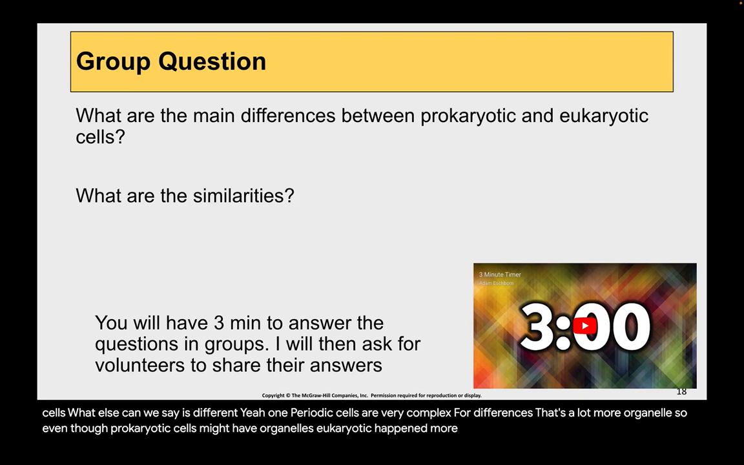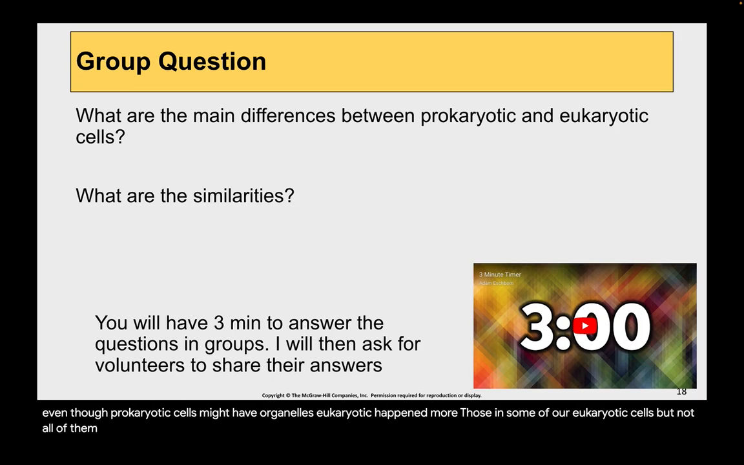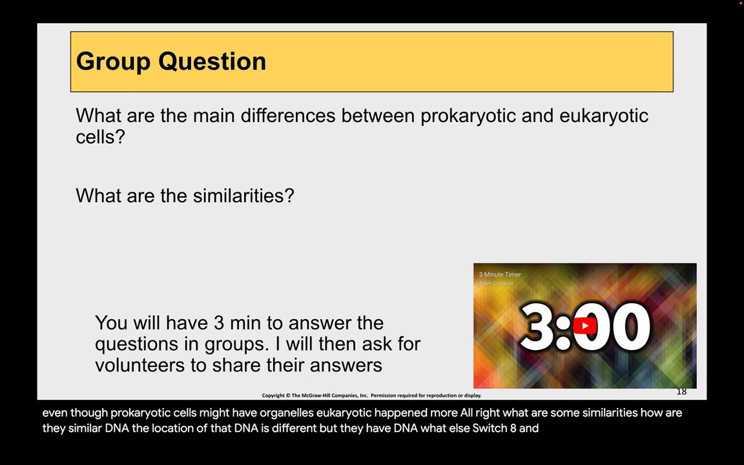That the prokaryotic cells typically have cell walls. Yeah, they have cell walls. And we kind of see those in some of our eukaryotic cells, but not all of them. All right, what are some similarities? How are they similar? Yeah, both have DNA. The location of that DNA is different, but they have DNA. What else? They both have ribosomes, which aid in making proteins.